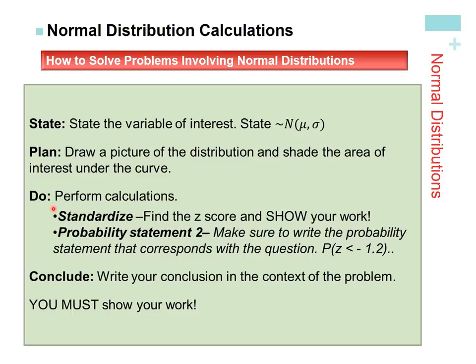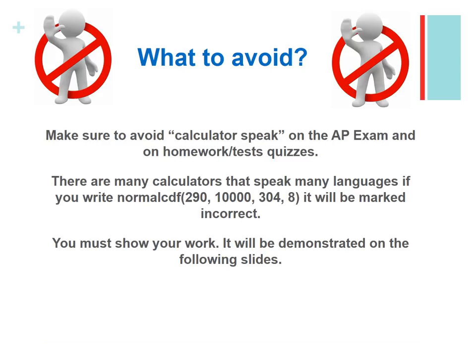Since our tables and our calculators are based on z-scores, find the z-score and show your work. Then make a probability statement. Make sure that you write a probability statement. What area are you finding under the curve? You're finding the probability that z is less than negative 1.2. Then write your conclusions in context.